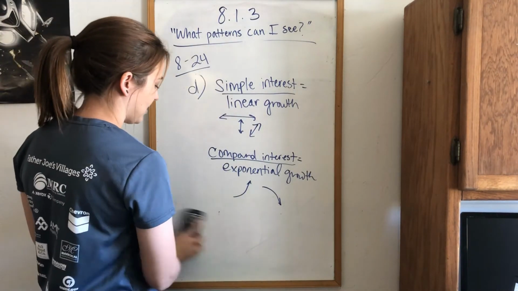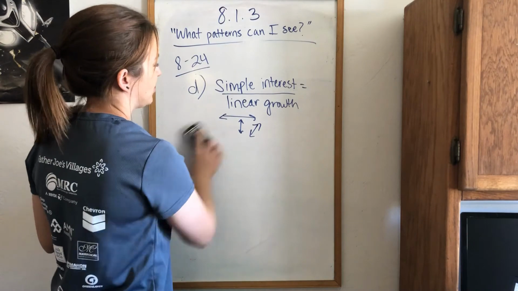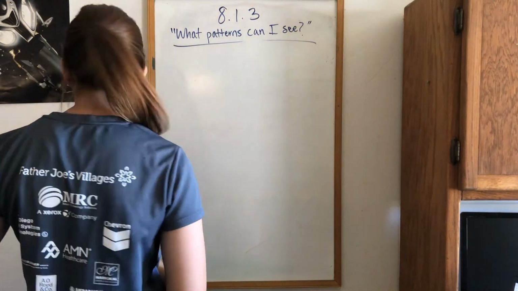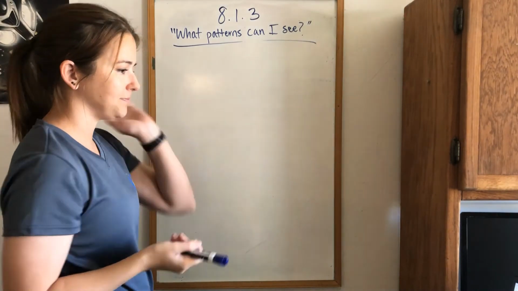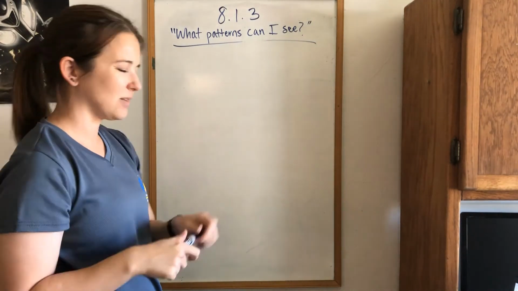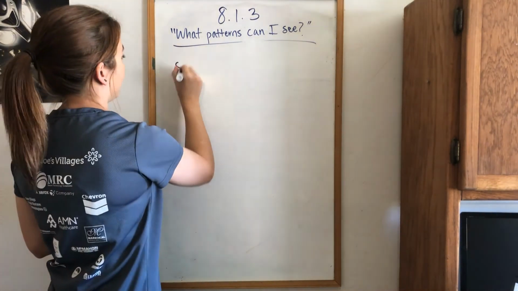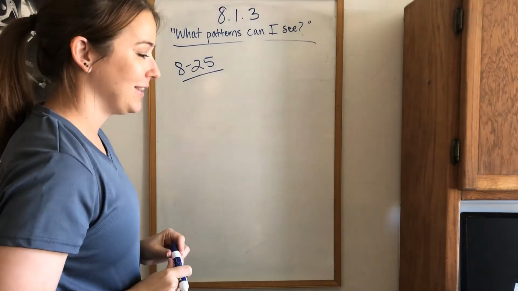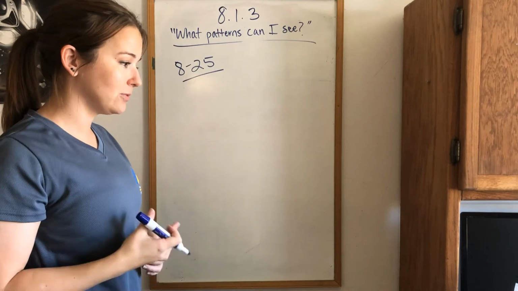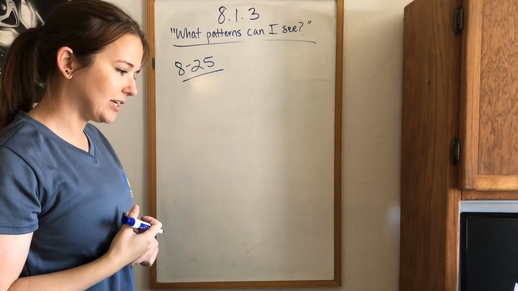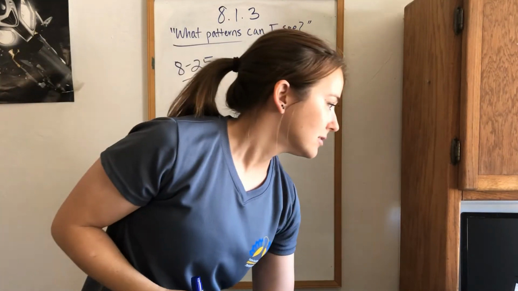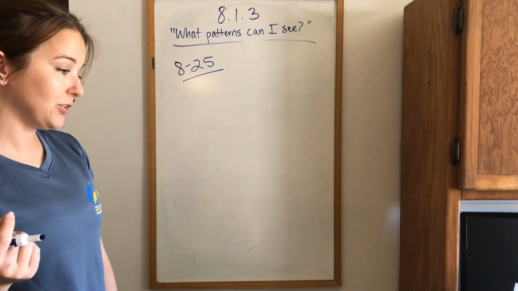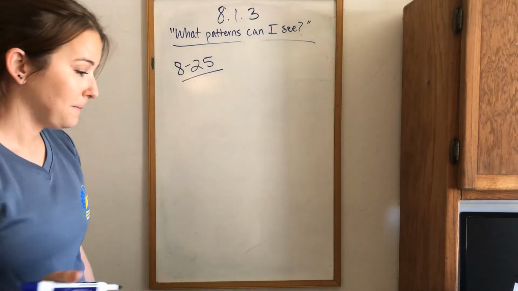8-25. So these are the problems that we're going to do next. The rest of these are not as time intensive. Does that make sense? Here we go. So here's the table. It's in your book or on your screen, and it has Devin's bank account for the last 5 months. Has he been earning simple interest or compound interest?